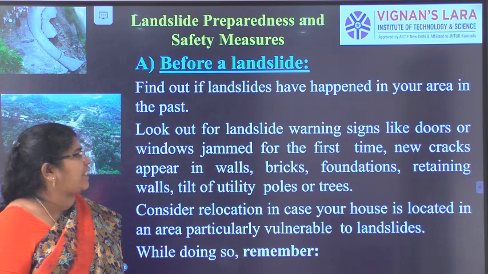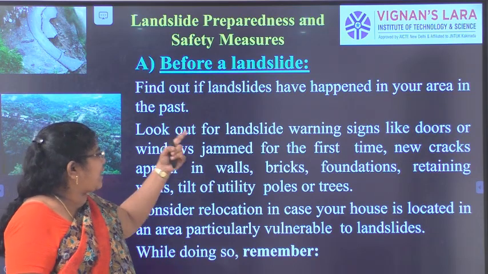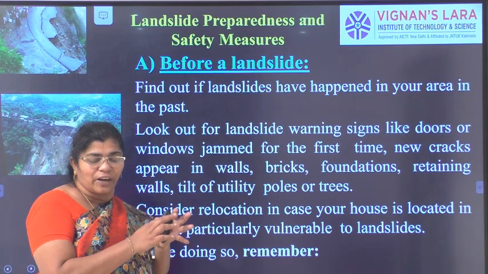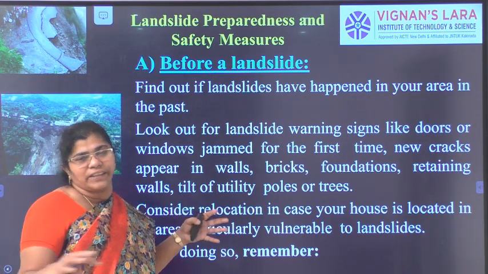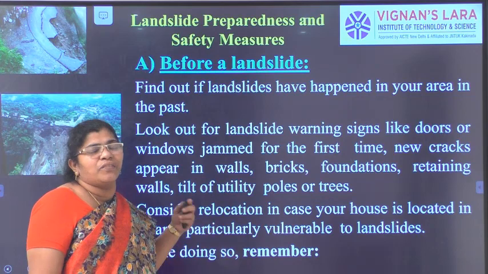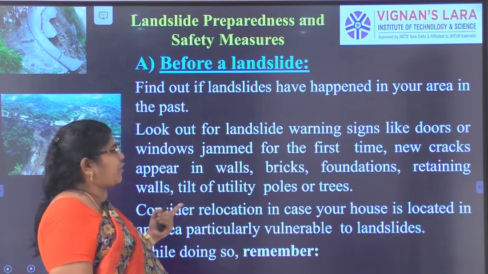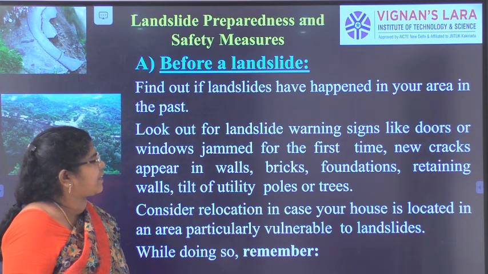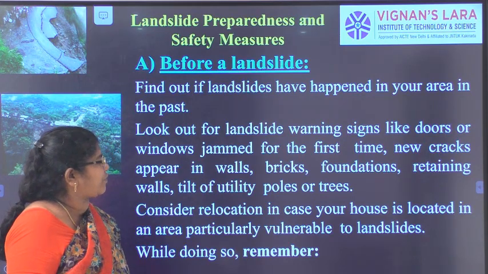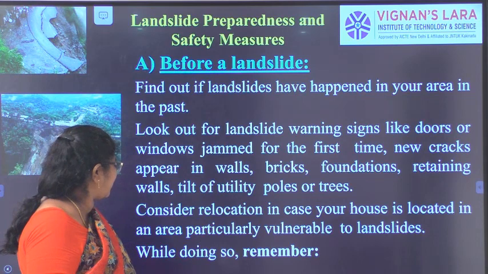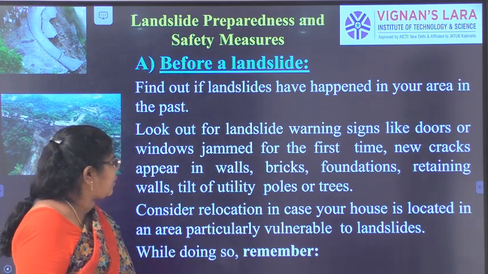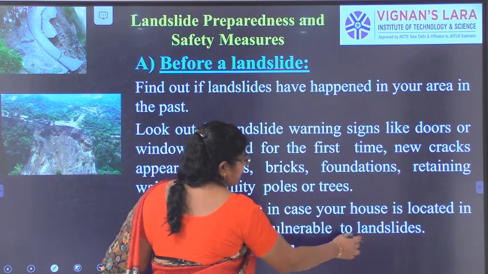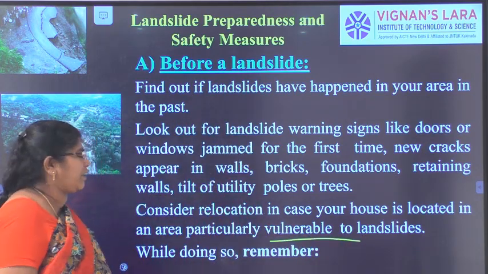So before the landslide, what do we have to do? If there is a landslide that is going to happen in your area, before that you will know, you can identify all these things that we have seen now. If any of these things is happening, then we have to act accordingly. Look out for landslide warning signs like doors or windows jammed for the first time, new cracks appearing in the walls, other things. Consider relocation in case your house is located in an area particularly vulnerable to landslides. You have to go in for relocating.